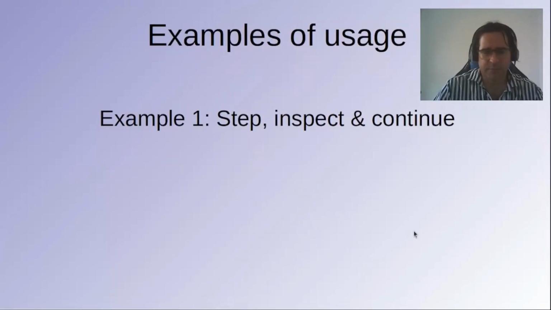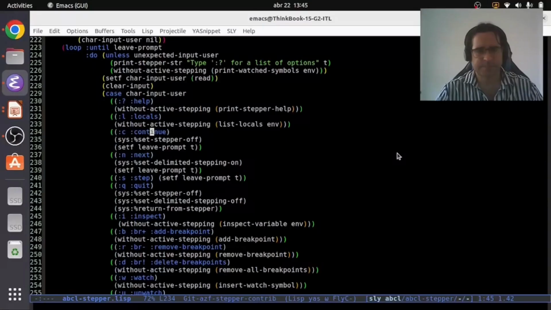In the first example, we will see the features step, inspect, and continue. The feature step is the most basic operation in the stepper. Inspect allows us to retrieve the values of local variables. And the continue feature will allow us to complete the evaluation, turning off the stepper. Let's see it.